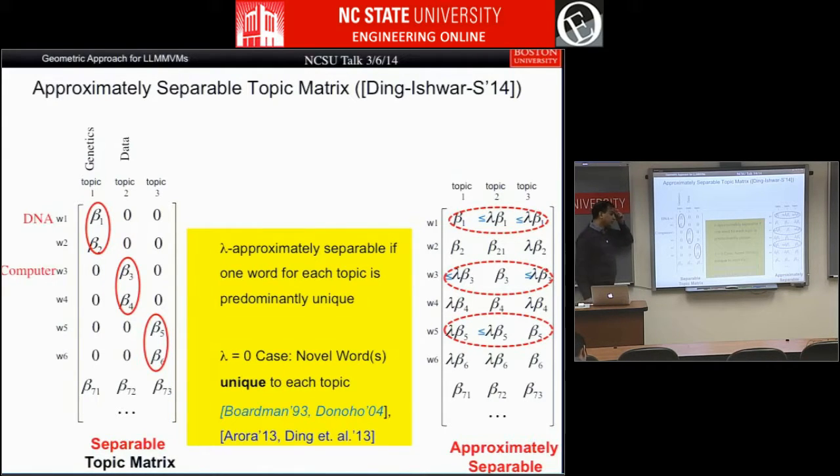What does that mean? It means the following. Supposing this topic is about genetics and you see the word DNA, then the word DNA fundamentally has to be only about genetics. And if you see the word computer, it's a signal that it is about data. It cannot be about genetics. So that is what the lambda equals zero case means. It means there must exist some word such that the presence of that word happens only if a particular topic is present. Otherwise, it doesn't happen. But we don't need this. We need something weaker, which is that there are words that are more dominant in a particular topic than in other topics.